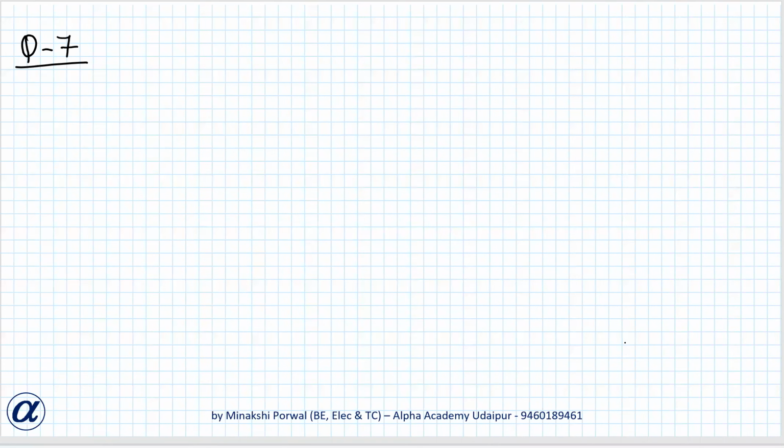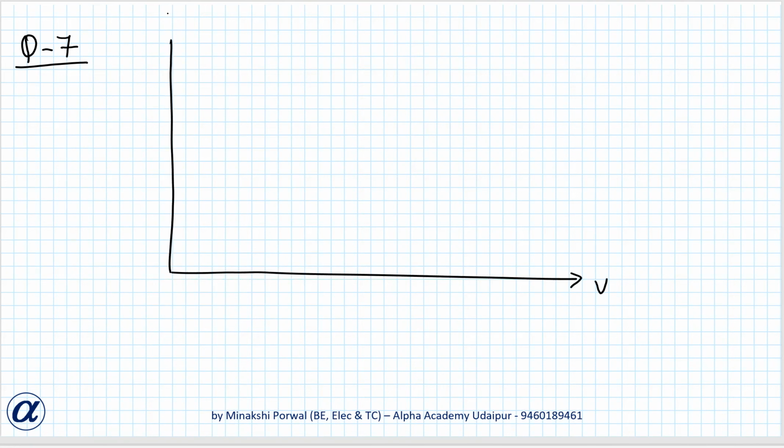So values of current flowing in a given resistor for corresponding values of potential difference across the resistor are given below. Plot the VI graph. Suppose this is V and this is I. First of all, we'll mark all the numbers. The potential difference will vary till 14, so let us take a scale of 2.